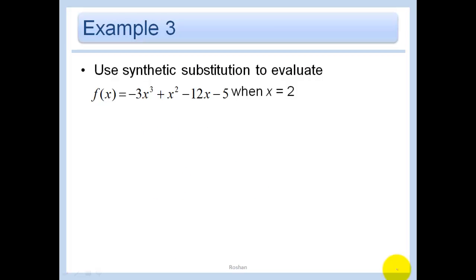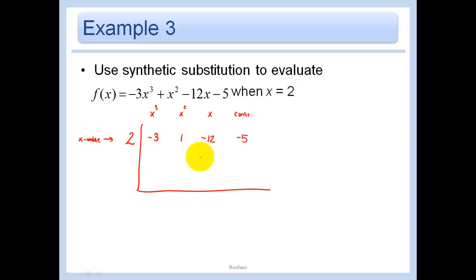Let's go ahead and use synthetic substitution to evaluate this one. So I'm going to just write my little placeholders up here, squared, then I'm going to have my x term, and then I'm going to have my constant. And I have my x value right out here. Okay, so my x value is just 2, and I have negative 3 as the coefficient, 1, negative 12, and then negative 5 is my constant term.